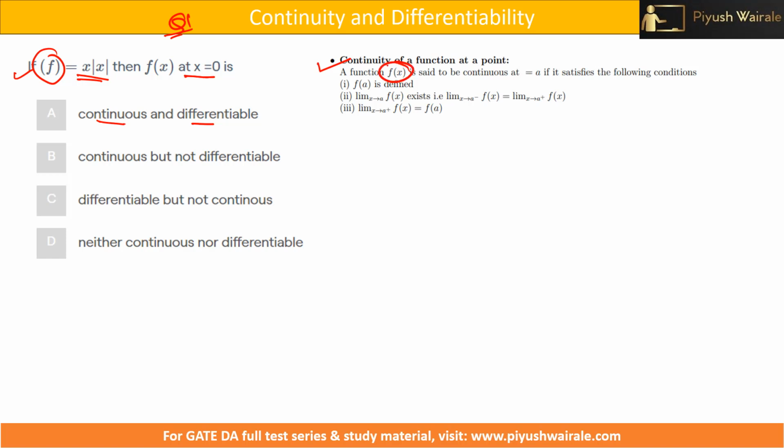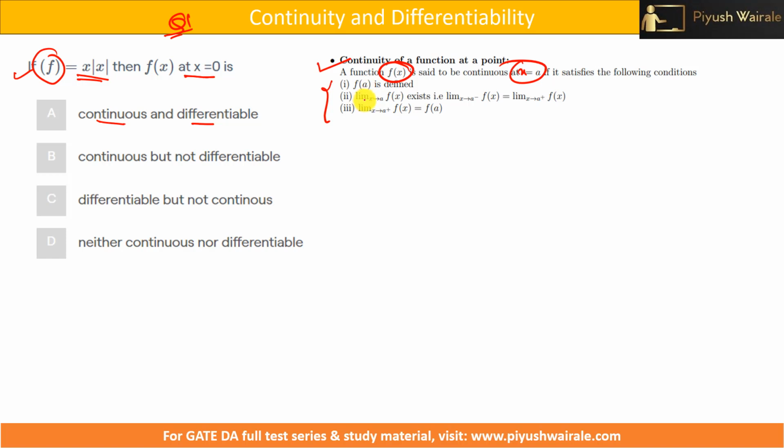The function f of x is said to be continuous at x equals a if it satisfies the following conditions. Only these three conditions are there in order for a function to be continuous. First thing is that f of a must be defined. It means that if I just replace x by a, I should get a finite value.